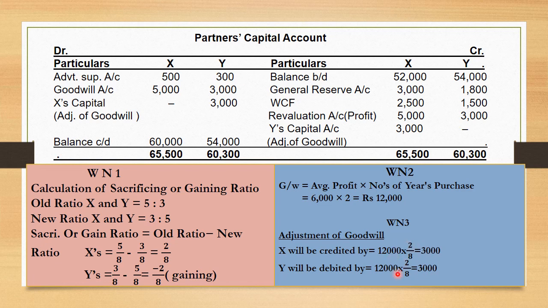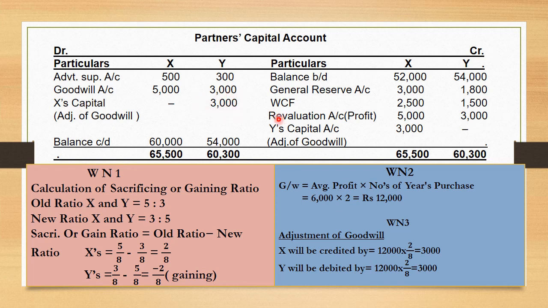Now after making computation of gaining and sacrificing share or amount of adjustment, we will pass entry. That entry is Y's account debited to X account. When we post that entry in capital account, Y is to be written on credit side by rupees 3,000 in X column, and X is to be written on debit side in Y's column, represented by 3,000.